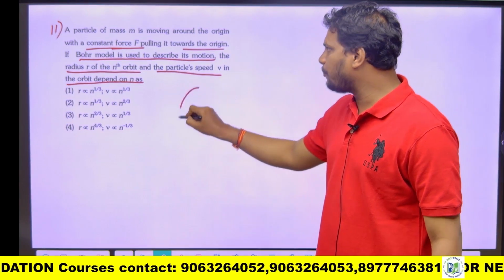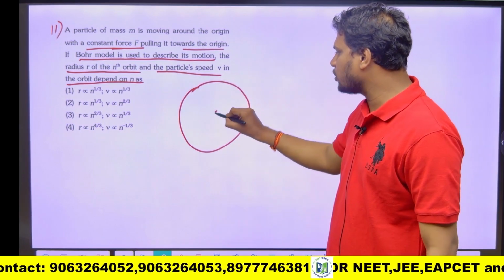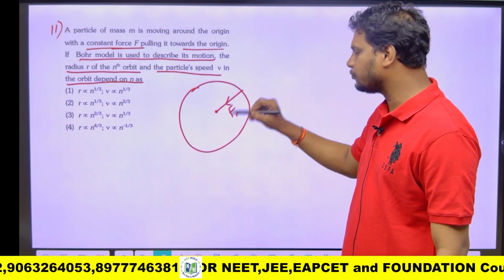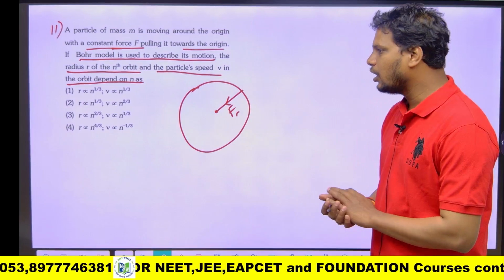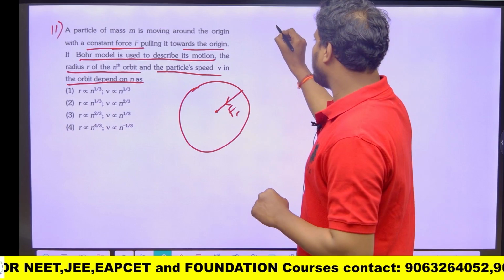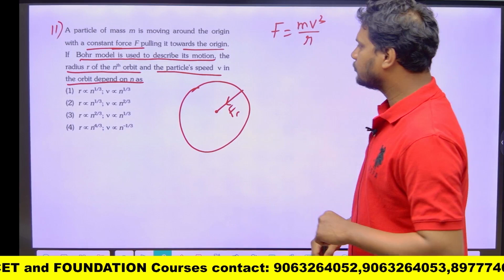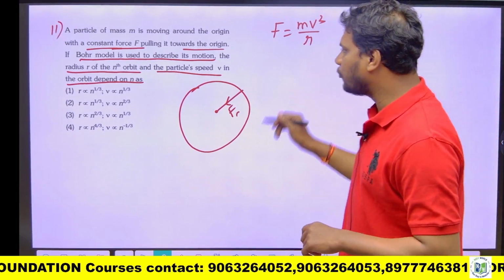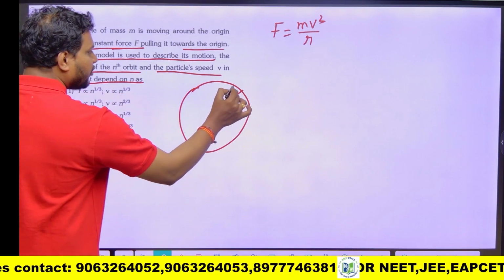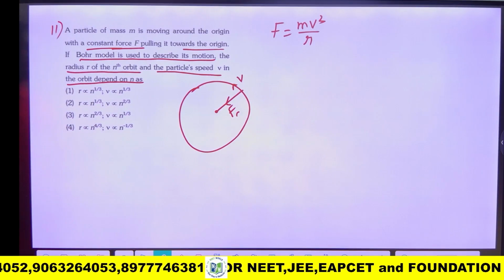Suppose a particle of mass m is revolving in a circular orbit and the force on this particle is always towards the horizon. That force is taken as centripetal force, and this force is given as constant in the question. Then we have the formula for centripetal force, F is equal to mv square by r. Now it is moving with a particular speed. I'll take the speed of the particle as v.